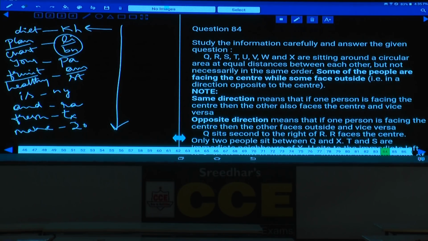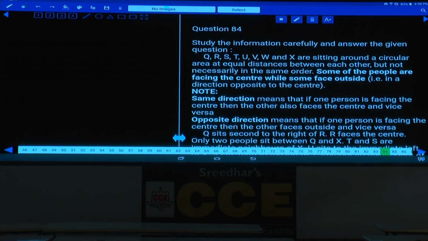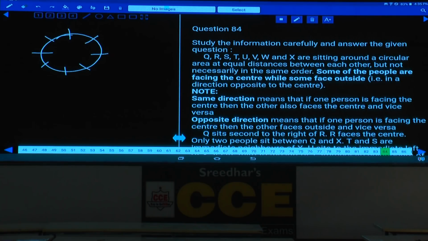Then question numbers 84 to 88. Now in this 84 to 88, Q, R, S, T, U, V, W and X are seated around a circular area at equal distance between each other. How many persons are there in total? 8 persons. 1, 2, 3, 4, 5, 6, 7, 8. 8 persons are seated around this circular table.